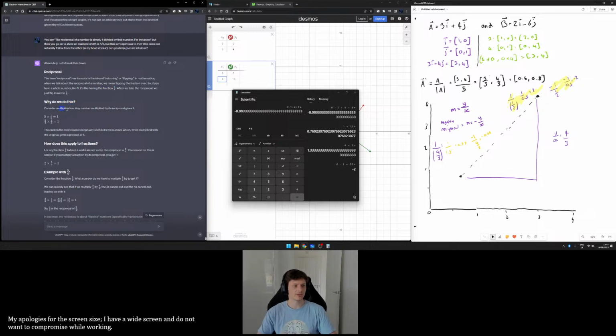Why do we do this? Consider multiplication. Any number multiplied by its reciprocal gives 1. So 5 times 1/5 is 1. This makes the reciprocal conceptually useful. It's the number which, when multiplied with the original, gives a product of 1. How does this apply to fractions? For any fraction a over b, where a and b are not 0, the reciprocal is b over a. The reason for this is similar. If you multiply a fraction by its reciprocal, you get 1.